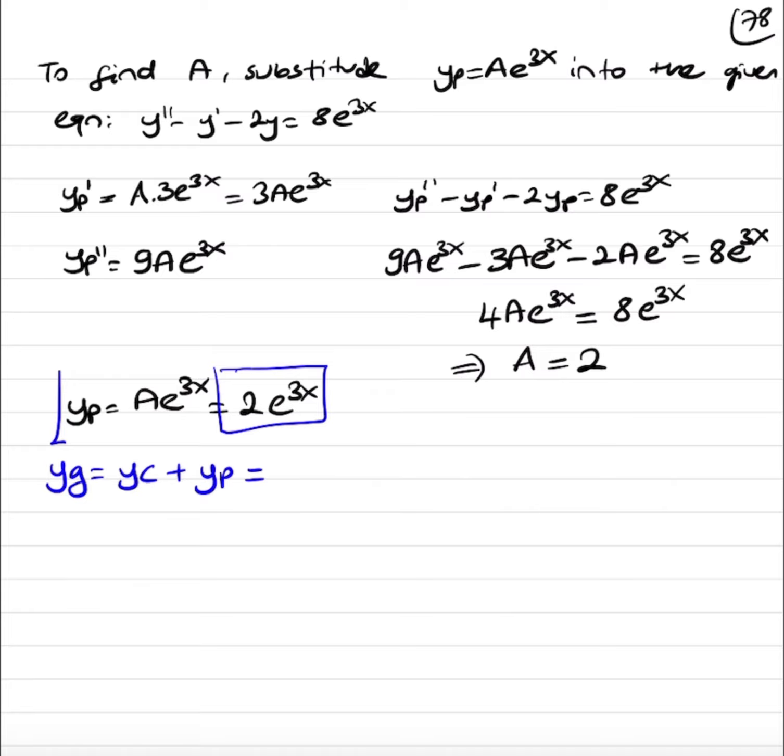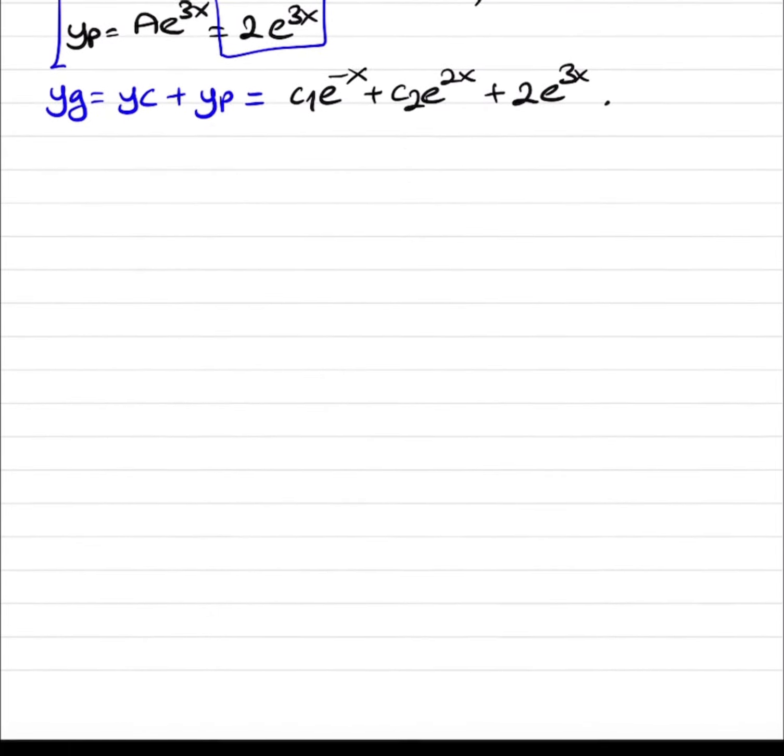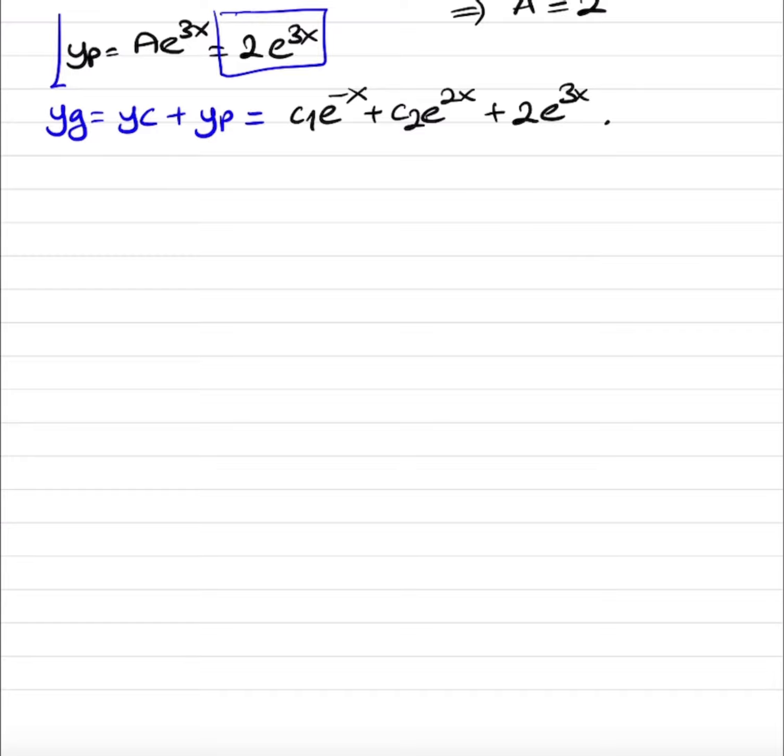Okay, what is the general solution? It is c1 e to the power minus x plus c2 e to the power 2x plus the particular solution. So this is our general solution. Great. So to find the particular solution, we always check the r of x. Okay, let me do another example so that we will understand.